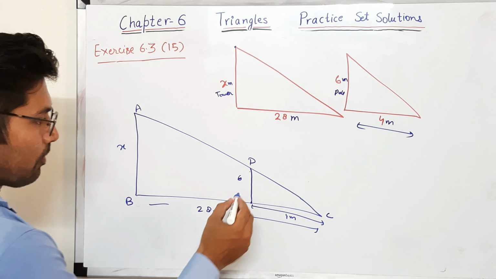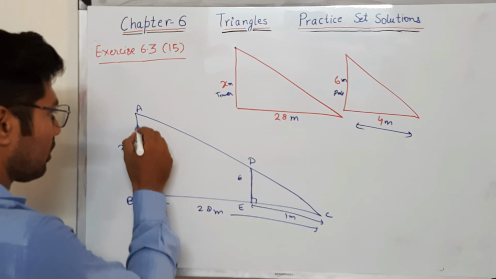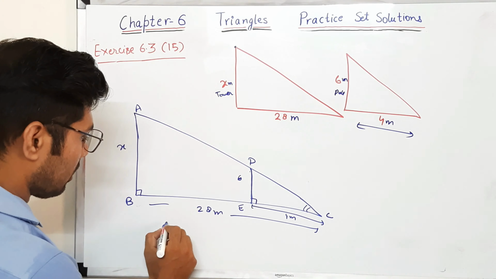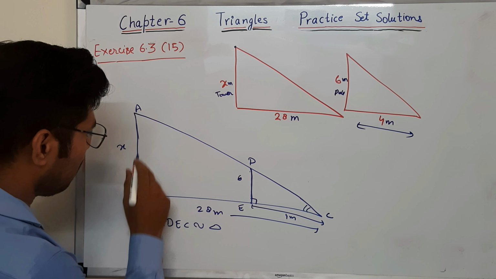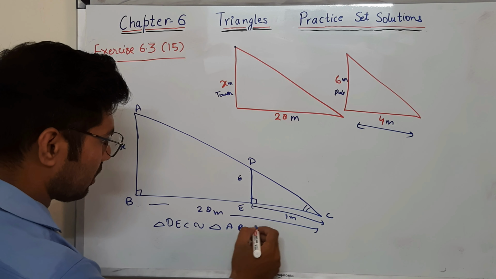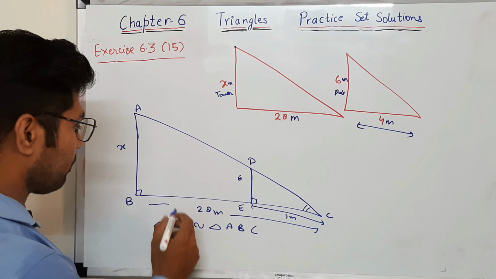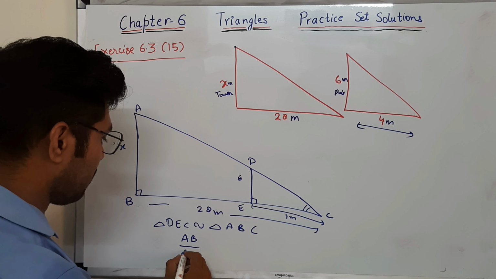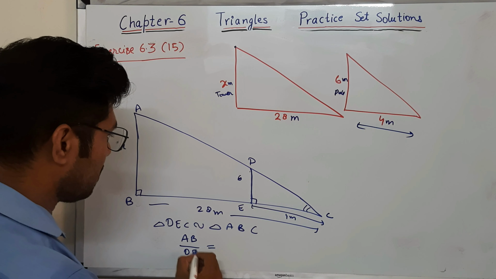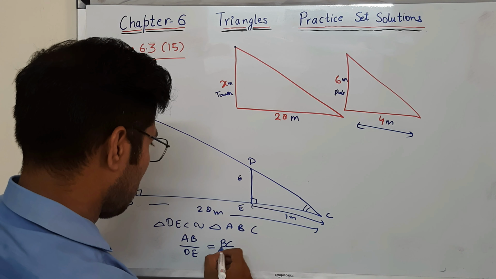Now you can see this is 90 degrees. These lines are parallel, and this angle is common. So triangle DEC is similar to triangle ABC. Okay, so we will be using the proportionality theorem here. So AB upon DE is equal to BC upon EC.